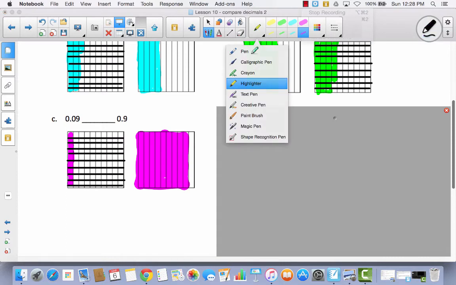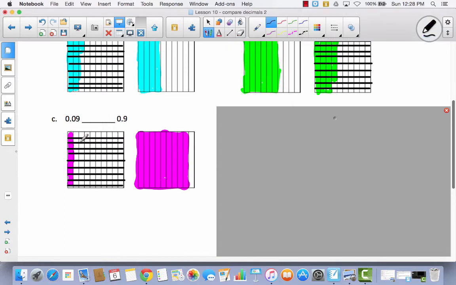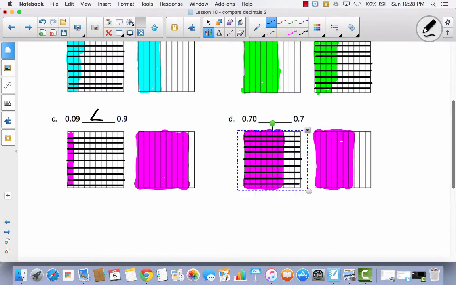Okay, so let's take a look at the first one. So you can see I decomposed this one into hundredths, and I shaded 9 hundredths, and then over here I have 9 tenths. So which one did you think was greater? Well, 9 tenths, obviously, it's almost a whole, whereas 9 hundredths is almost 0, isn't it? So we would definitely have less than.